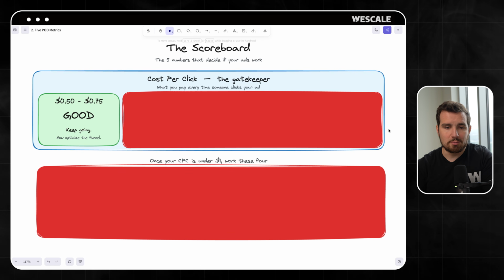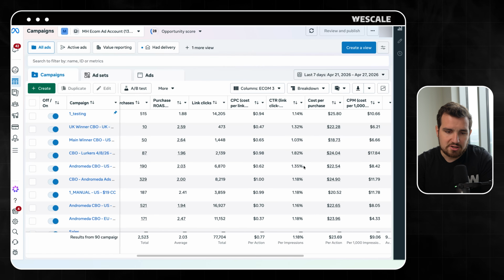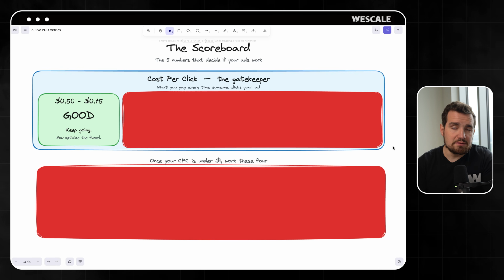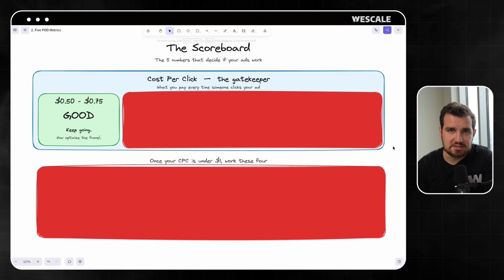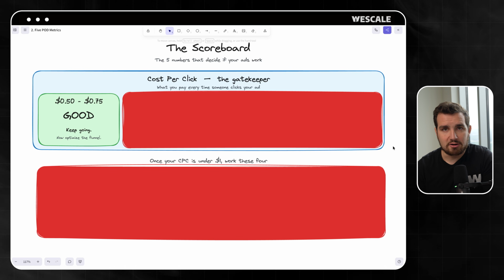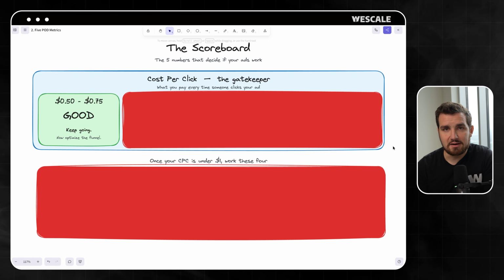Now, this is for when we're running paid ads, like in this account here. Out of all these different numbers, the one we really hone in on is our cost per link click. And even if you've never run ads before, you can understand what this means simply because it's the number of people that are clicking on our ad, or more specifically, how much we are paying per link click. And the range that we are aiming for here is between 50 to 75 cents.